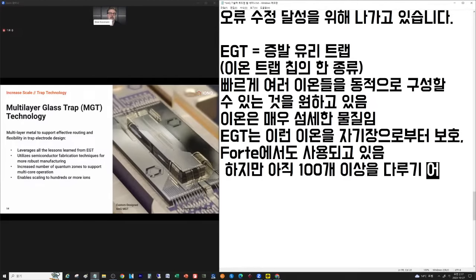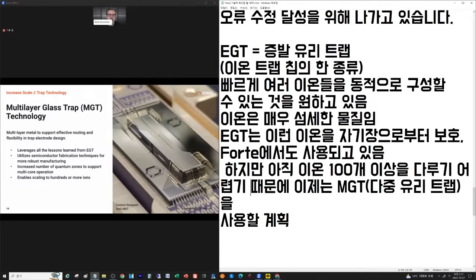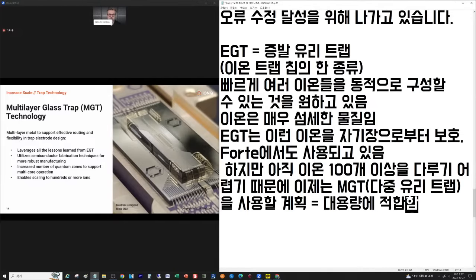So the multi-layered glass trap technology, or MGT, it relies on standard semiconductor manufacturing processes to easily produce traps at quantities that we need. It also adds signal lines that are below the trap electrodes for more complex trapping architectures. It also allows, and it's been tuned for large scale, right? Multi-chain transport and multi-core. I'll talk about that in just a moment. But the all metal surface electrodes provide the necessary shielding against stray electric fields.